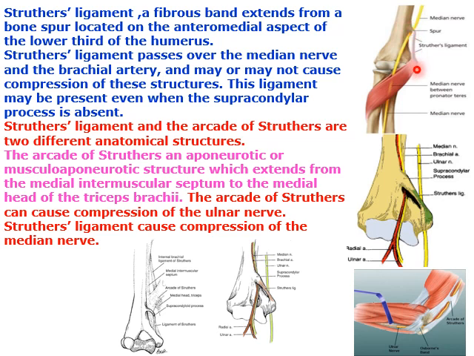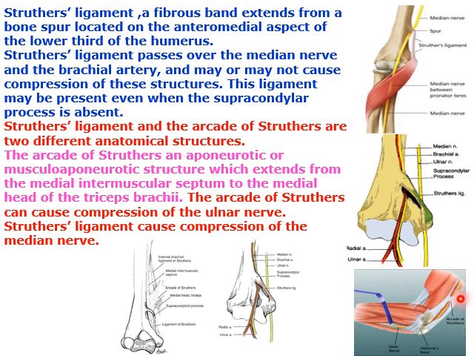So there is all possibility of the median nerve along with the brachial artery to be compressed beneath the Struthers ligament. It may get compressed or may not get compressed also. Even if the supracondylar spur is not there, the Struthers ligament may be present. There is another thing to be known, the arcade of Struthers. So the Struthers ligament is way different from the arcade of Struthers anatomically.